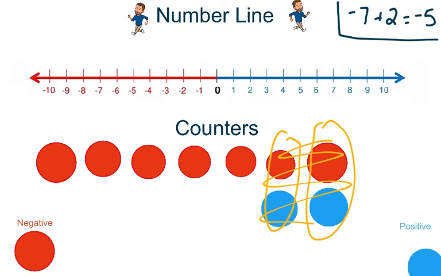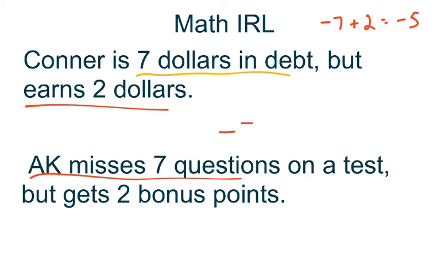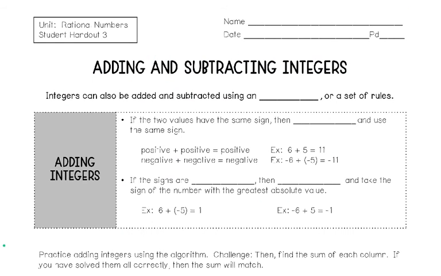Let's look at a real world example. Connor is $7 in debt. That means that he has negative 7. He owes $7. He's $7 short or in the hole, but he earns $2. So that would mean plus 2 gives him a little bit better than where he was at. He's at negative 5, but he's still negative for this one. AK misses 7 questions on a test, so he's lost 7 points, but he gets 2 bonus points. So he's going to add 2. So how many did he miss at the end of the test? He only missed 5.